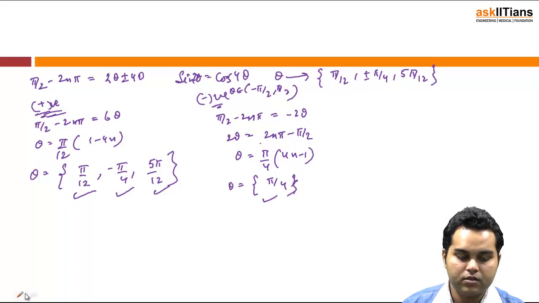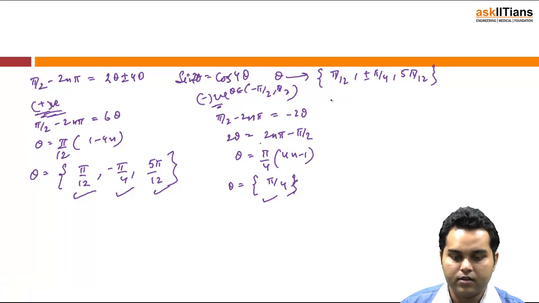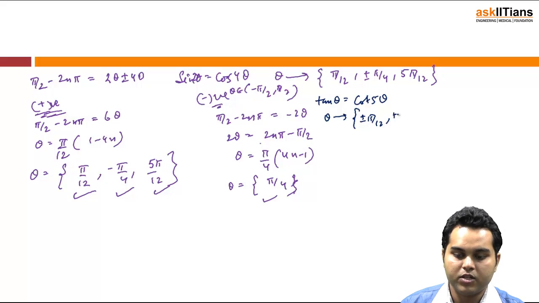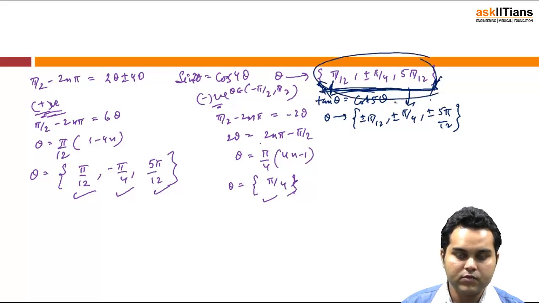For the equation tan theta is equal to cot 5 theta, we had theta as plus or minus pi by 12, plus or minus pi by 4 and plus or minus 5 pi by 12. Hence this would be the only solution that is coinciding with this more general, wider solution. So the earlier solutions that we have, this would be the more general solution to the equation.